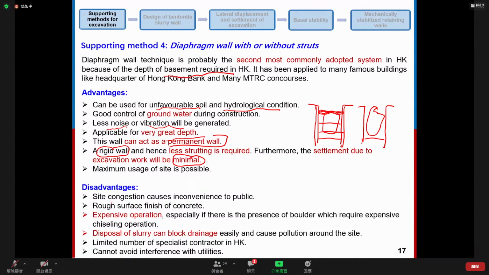So that's why for this kind of supporting method, we may have site congestion. Also, this method is very expensive compared to other supporting methods. Also, the disposal of bentonite slurry can block drainage easily and cause pollution around the site. And similar to sheet pile wall, this method cannot avoid interference with the utilities.